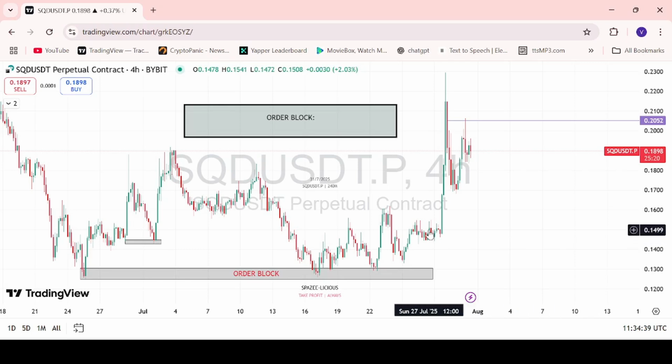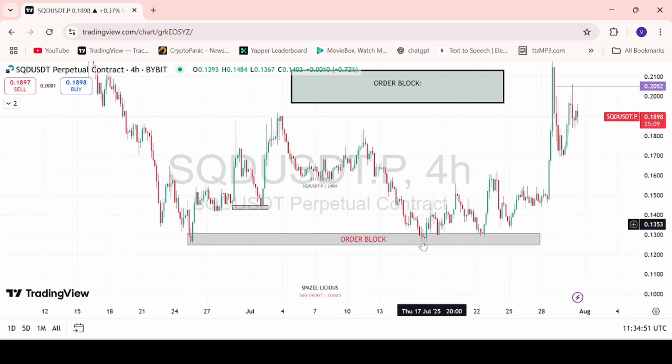Alright guys, today I'll be talking about order blocks, just order blocks, and how you can trade them as a newbie. Let's dive straight into it. So I've marked a key zone.